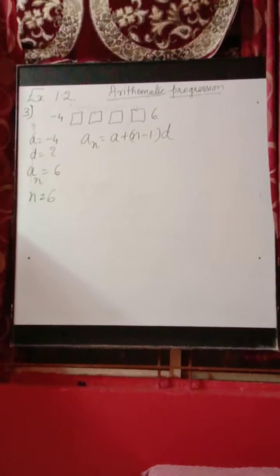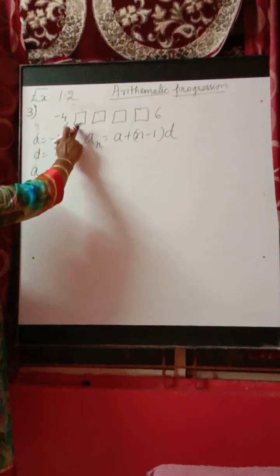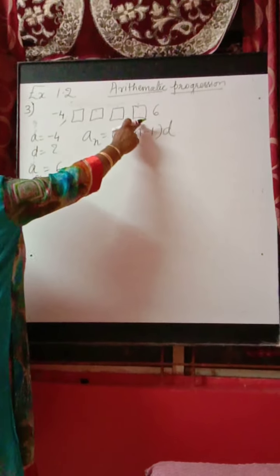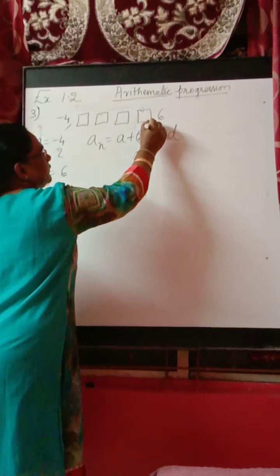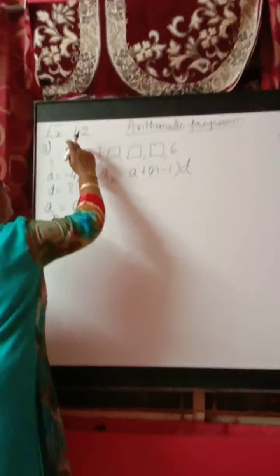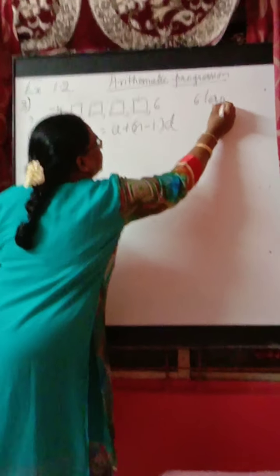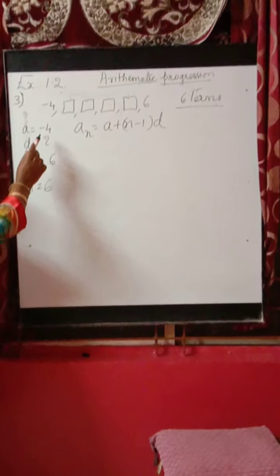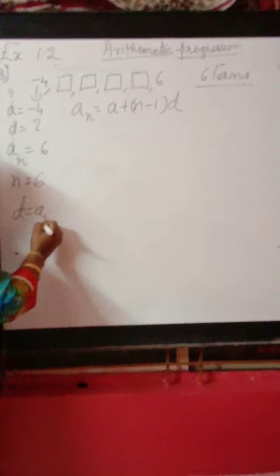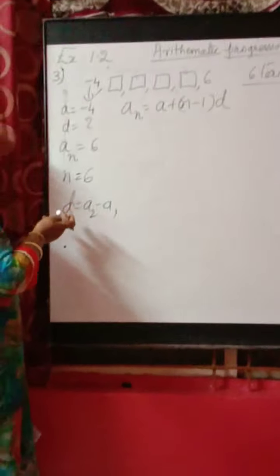In this problem, they have given -4, blank, blank, blank, blank. You have 4 blanks here and 6. Totally you have 1, 2, 3, 4, 5, 6 terms. First term is -4. D is equal to question mark, because D is nothing but A2 minus A1. Since we don't know A2, we don't know the value of D, keep as it is.